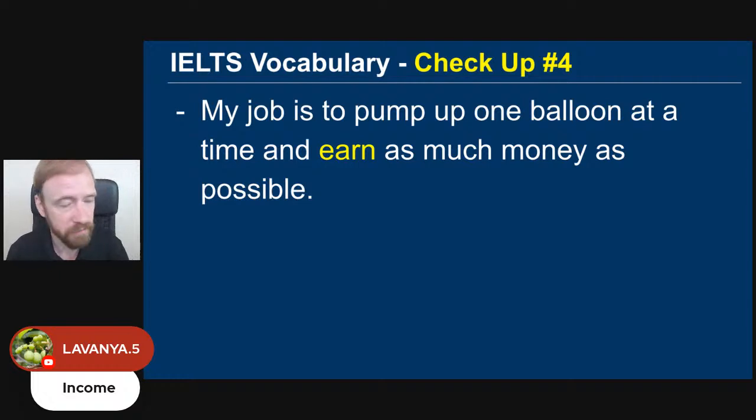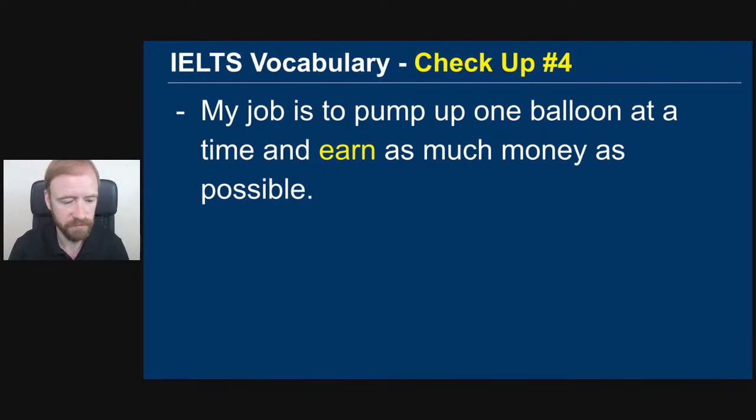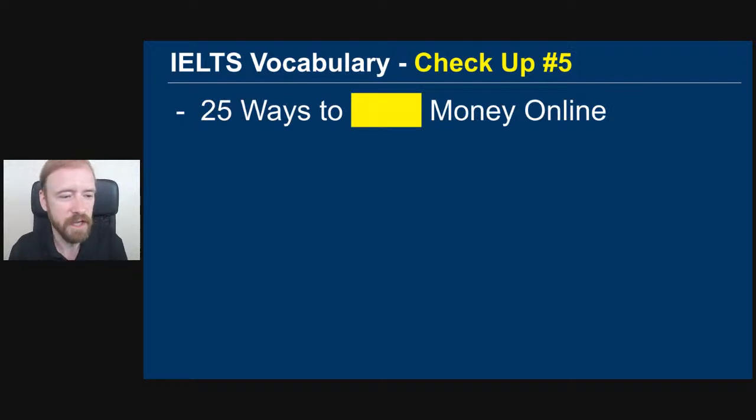This is a noun, so we needed a verb here. He needs to earn the money or make the money. Okay, let's go on to number 5. Oh, this is just a headline you will see on the internet. 25 ways to money online. You're going to see this every day on the internet. Every application. Facebook, YouTube, TikTok. This is the most common headline.